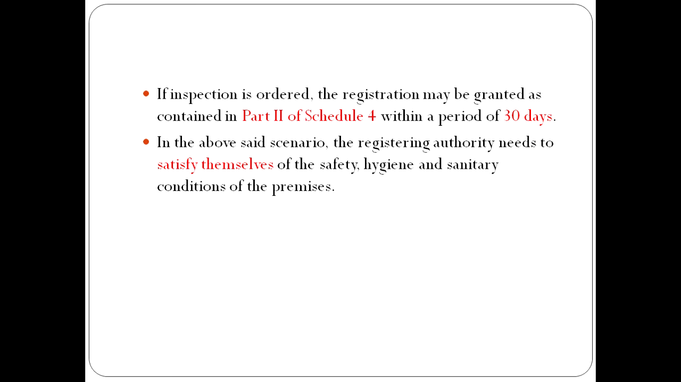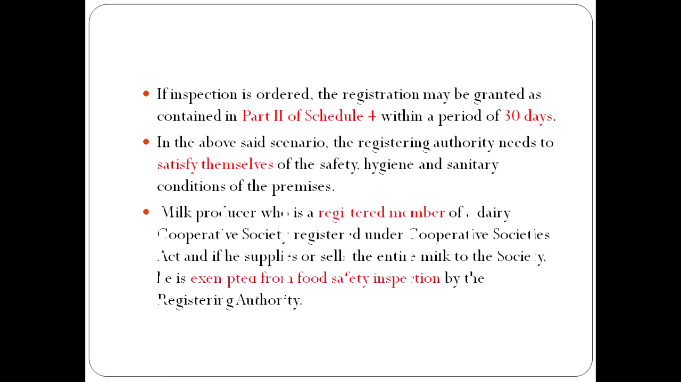Okay, in the above said scenario, if some inspection is ordered, the registering authority needs to satisfy themselves of the safety, hygiene and sanitary condition of the premises. So the food safety officials have gone there, and they need to check the food business operator's premises, and first satisfy themselves that the food business operator is doing everything well. I mean, his premises is clean, and he has followed all the standards as per schedule 4. So in case they are satisfied that the food business operator has followed all the policies and rules as mentioned in schedule 4, they can go ahead with providing him certification.